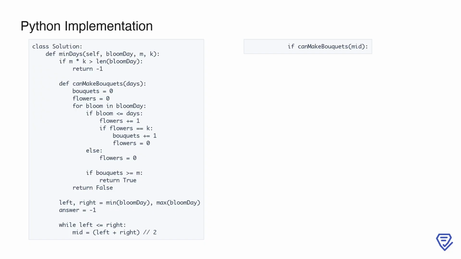Finally, we set up a binary search by initializing the left and right pointers to the minimum and maximum values in the bloomDay list, respectively. The variable answer is initialized to -1, which will store our final result.